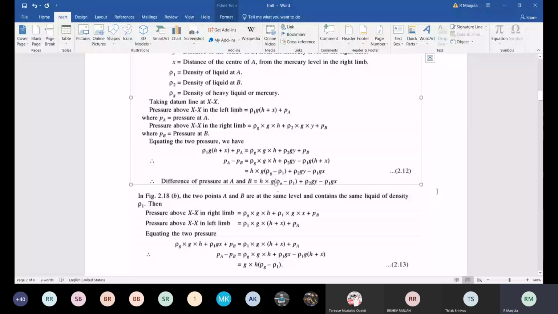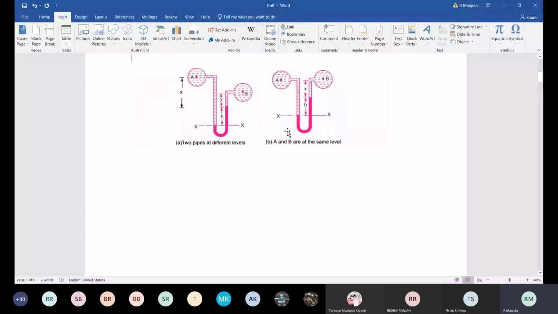Suppose both are at the same level. When both are at the same level, then what will be the equation? Above in the left limb, you just see here. Suppose this is ρ1 into X plus H into G plus PA. That is equivalent to PB plus ρg H into G plus ρ2 X into G.